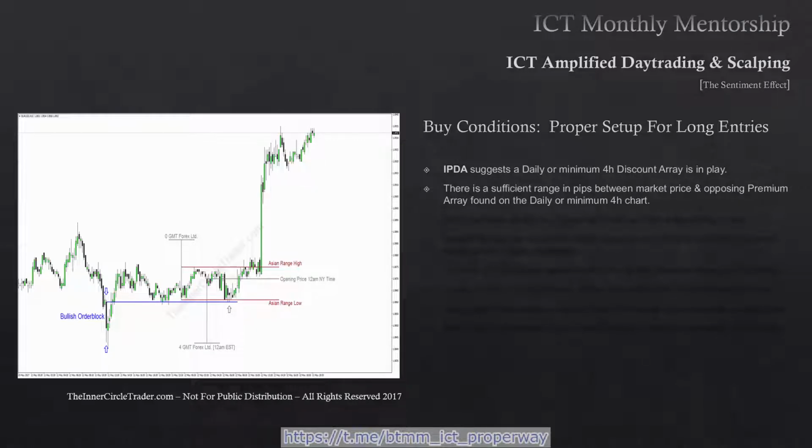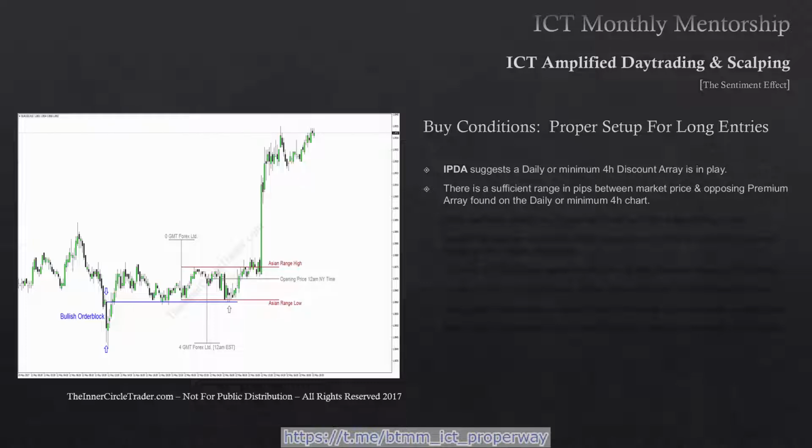There's a sufficient range in pips between market price and opposing premium array found on the daily and/or minimum 4-hour chart. What am I suggesting here? Is there enough of a range for you to profit if you want to be a buyer today, based on the fact that we've traded down to a daily and/or minimum 4-hour discount array? If we have done that, the stage is set for a potential buy or up close day.